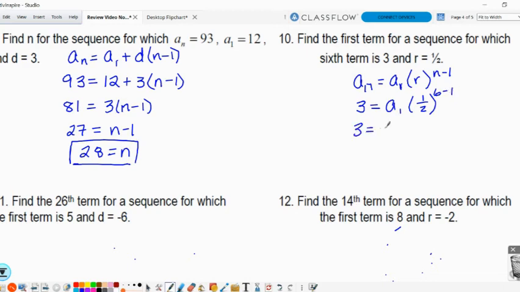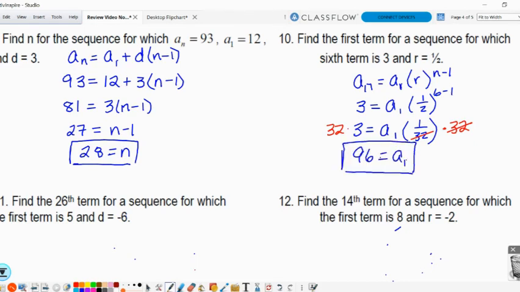This gives us 3 equals a sub 1. If we take 1/2 and raise that to the fifth power, it is 1 over 32. So the quick way to solve this equation would be to multiply both sides by 32. On the left, 3 times 32 gives us 96, and a sub 1 is alone. So that is our first term.